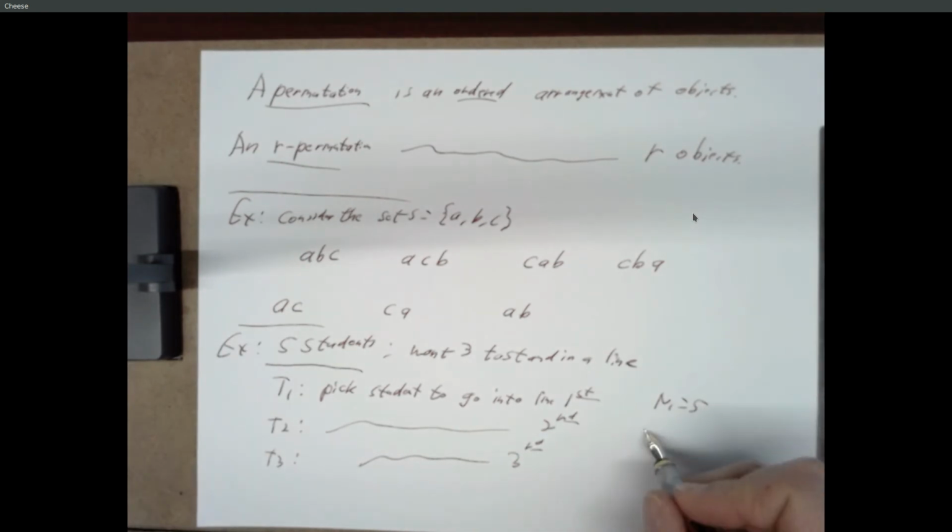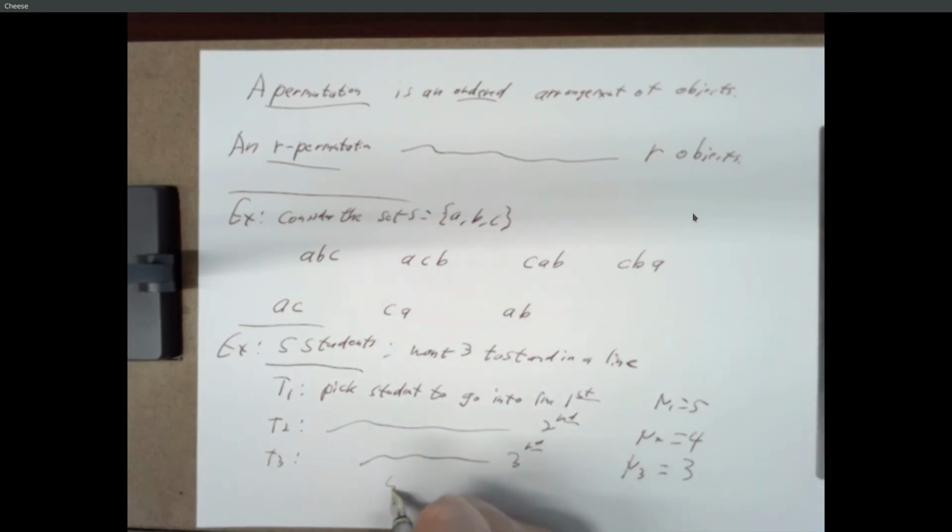How many ways can we then pick a student? Then after we've done task T1, how many ways can we pick a student to stand in the next place? 4. Only 4, because we've already used 1 student. And task 3, we can do a total of 3 ways. So the total number of ways we can do this is 5 times 4 times 3, which is 60. So the number of 3 permutations of 5 objects is 60.